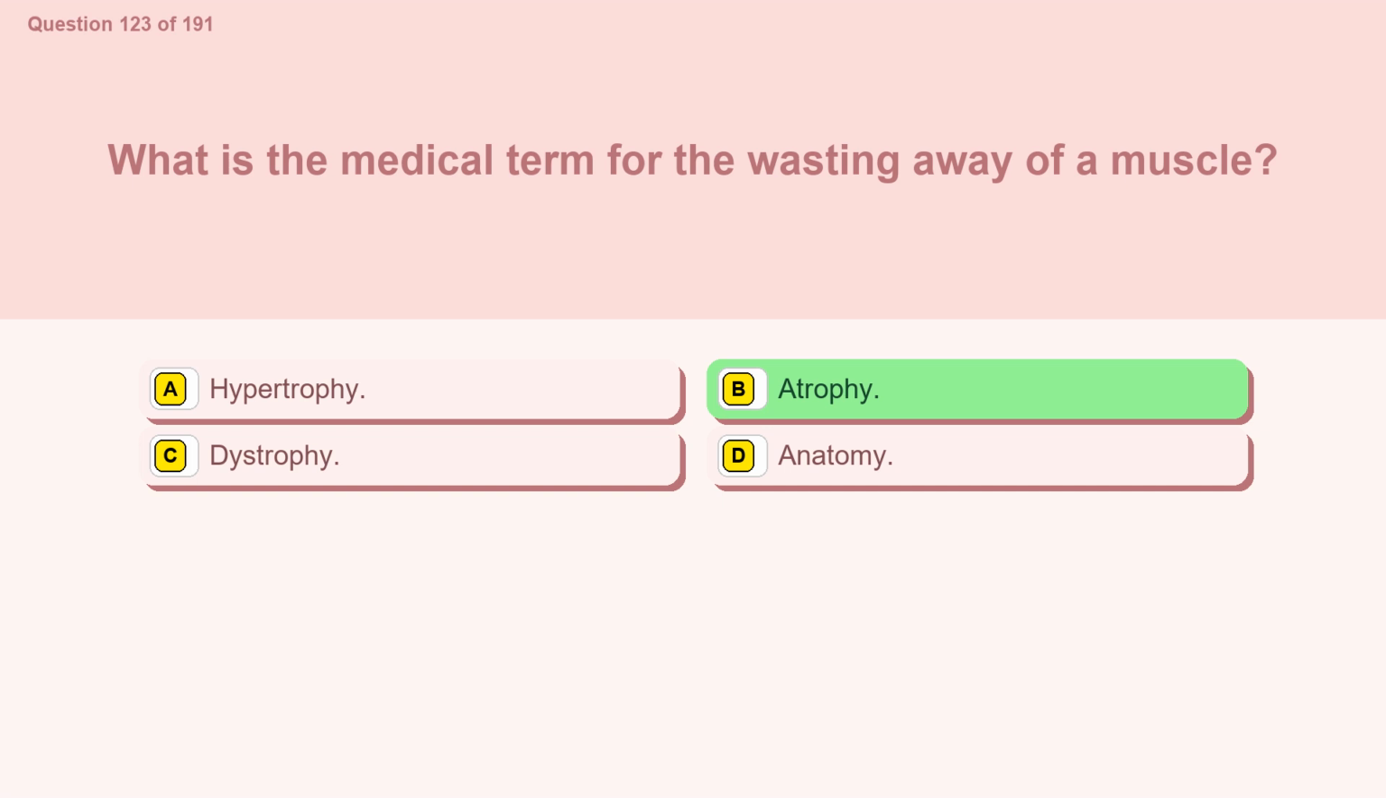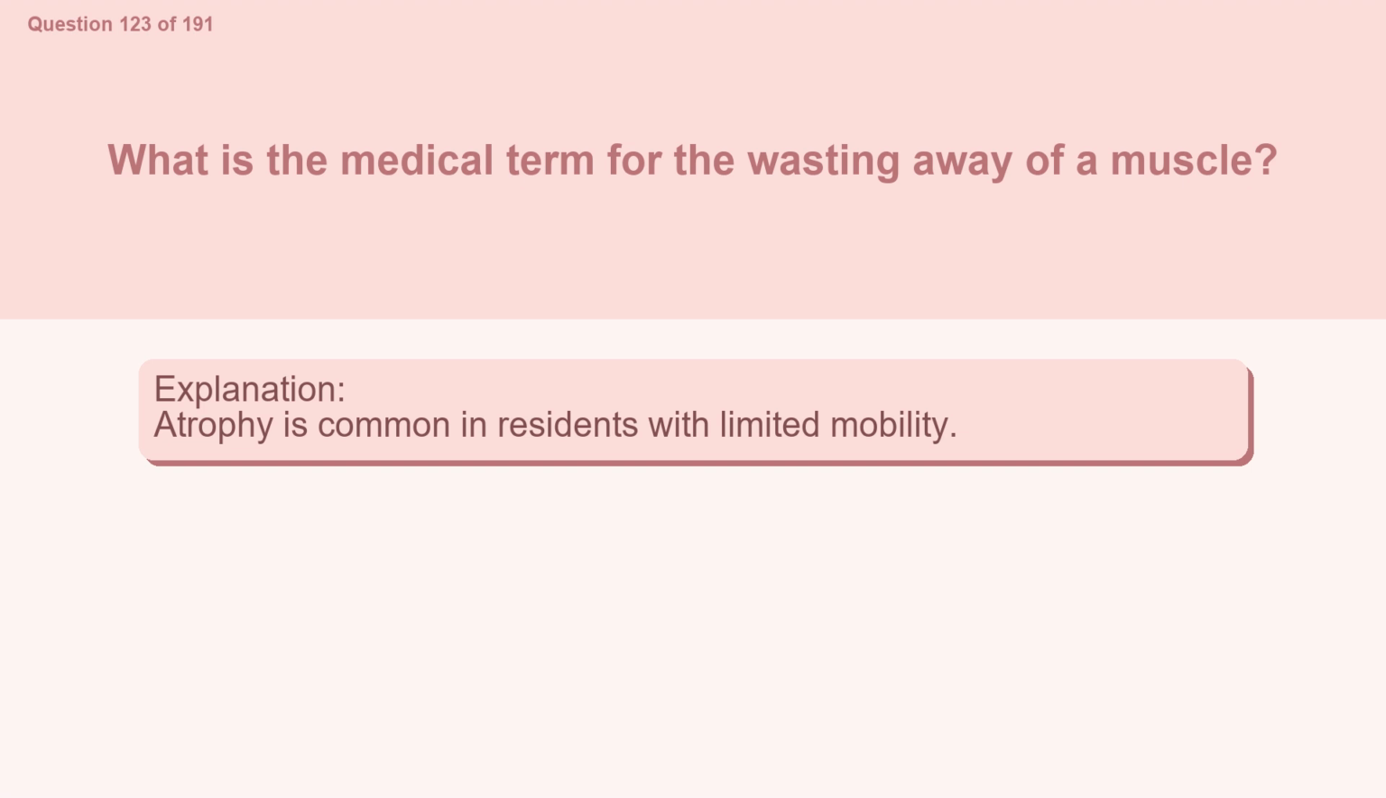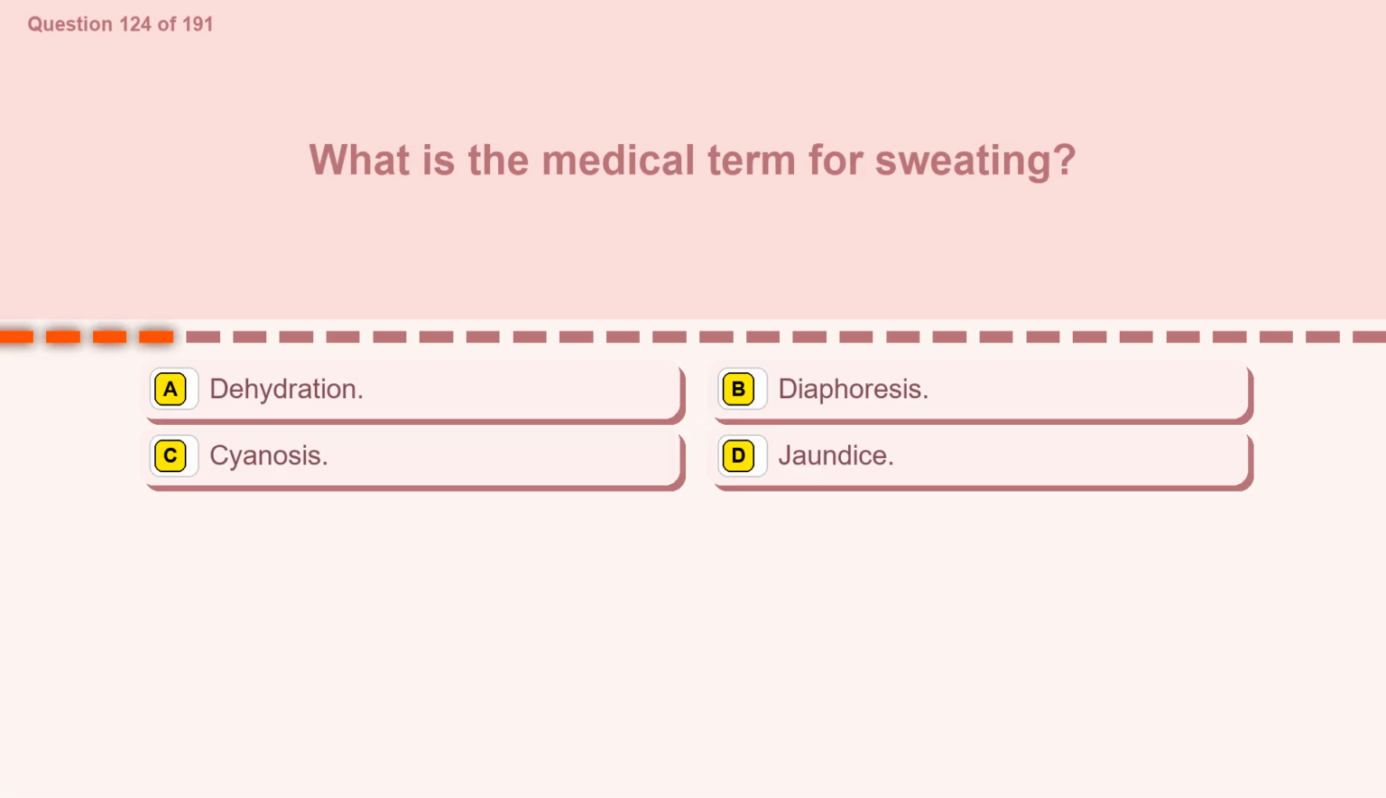The correct answer is option B, atrophy. Atrophy is common in residents with limited mobility. Question 124. What is the medical term for sweating? Option A, dehydration. Option B, diaphoresis. Option C, cyanosis. Option D, jaundice.